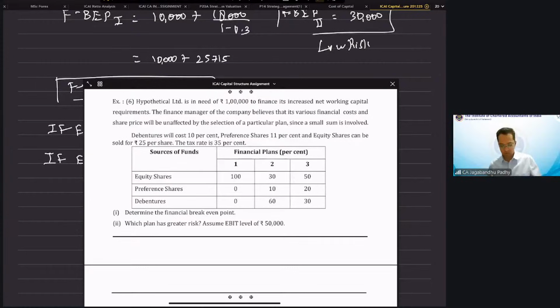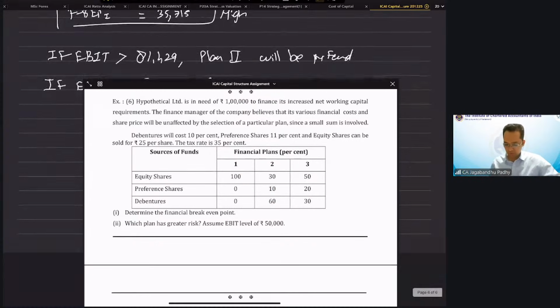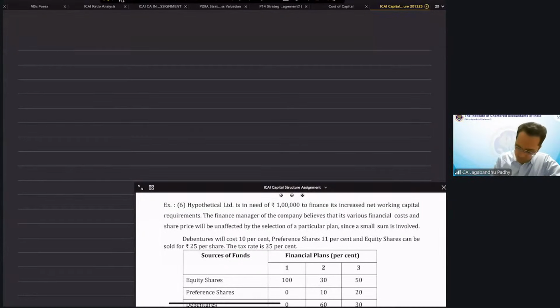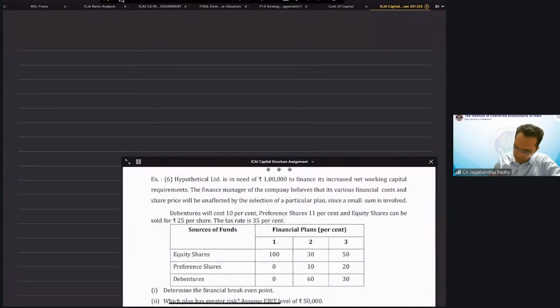So, financial plans, there are three financial plans, guys. First is equity shares, second is some amount of equity, preferential, and debenture, and third is again a combination of equity, preferential, and debenture. So, let's first write down the capital structure, guys.